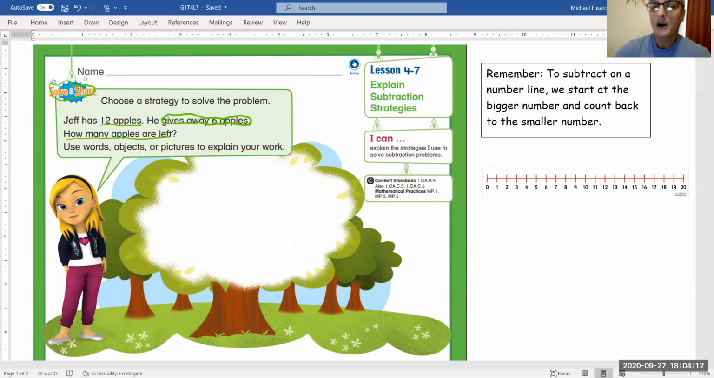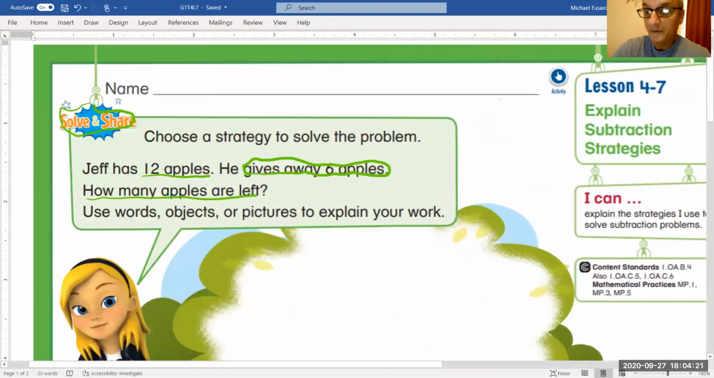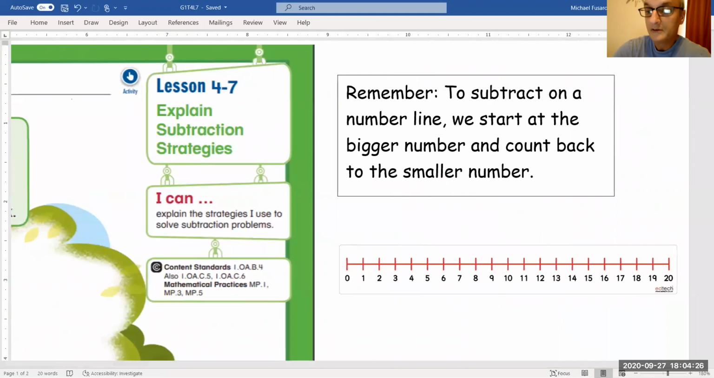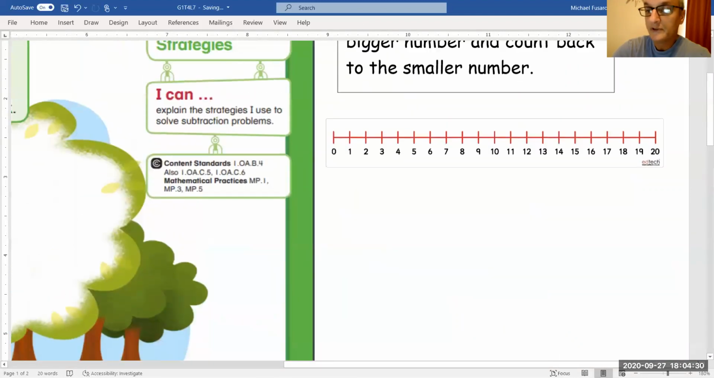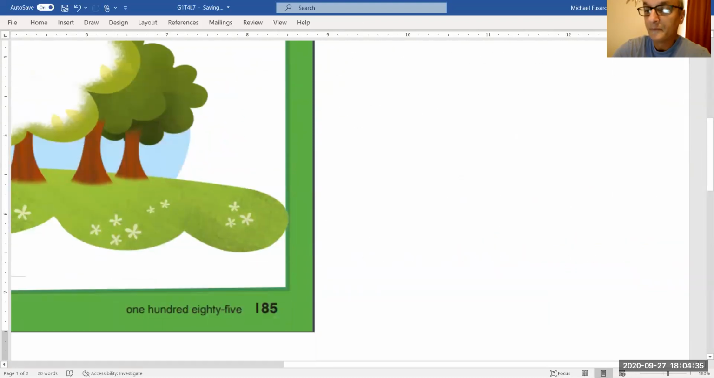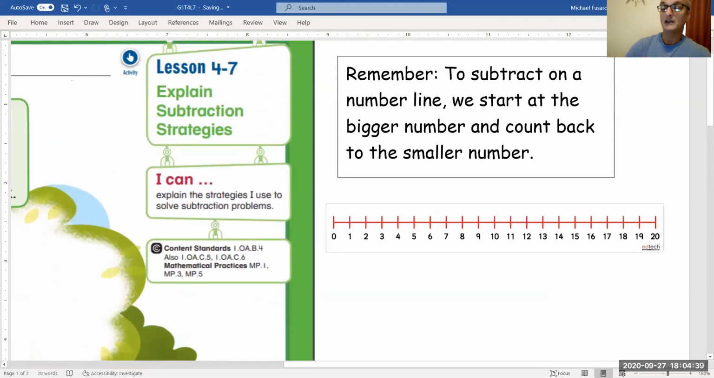So our number is 12, and he gives away 6 apples. So Mr. Fuzz is going to enlarge this a little bit and then move myself over so I can see my number line. Okay, guys? So let's put this up a little more. And of course, things fly around because Mr. Fuzz is still learning this stuff. Okay, let's try that again. There we go. So now we have our number line, and notice it goes from 0 to 20, okay?